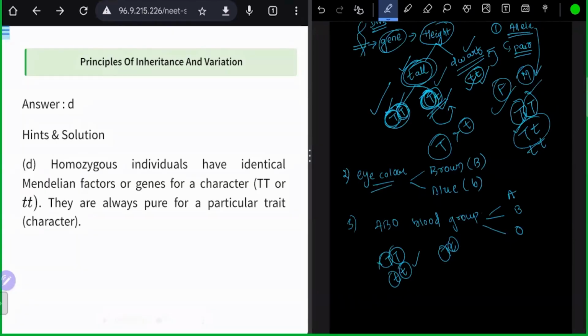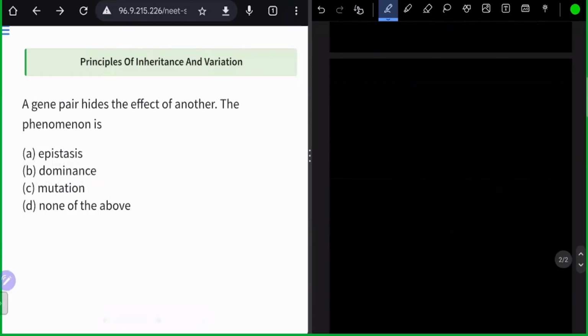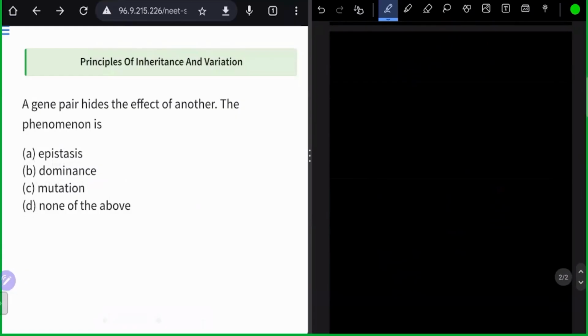Then we'll move to question number 19. Question number 19 says, a gene pair hides the effect of another. The phenomenon is known as what? Here, I assume that you have finished the basics of principle of inheritance and variation.